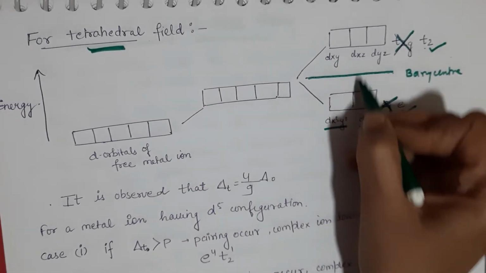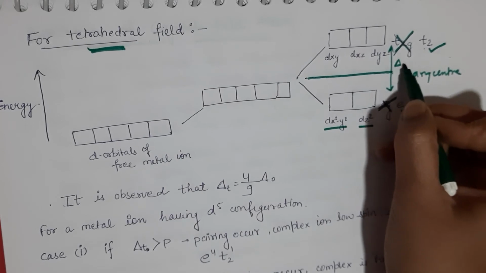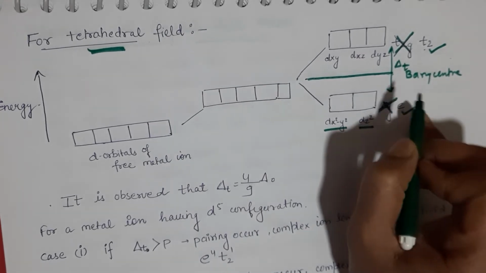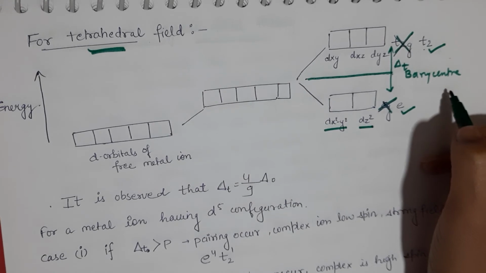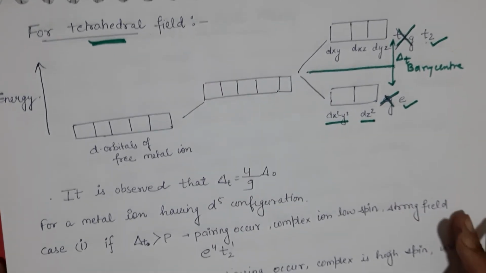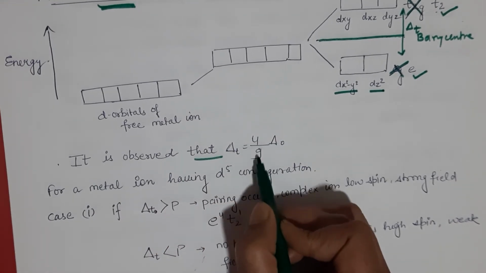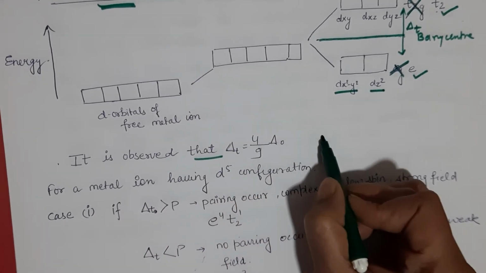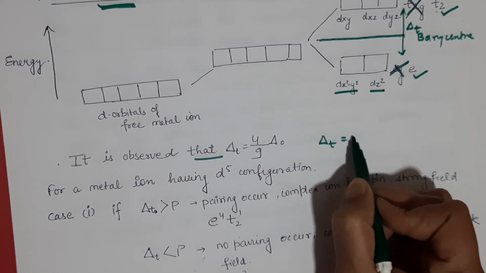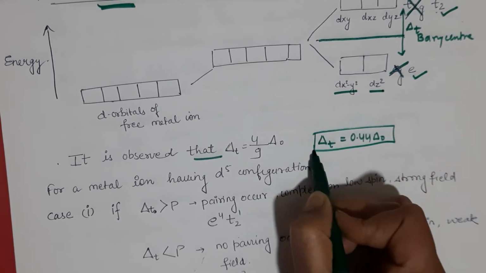And this difference in these two orbital energies is delta T. Here delta T. And in octahedral case, there is delta O, delta naught. Okay. Here you can observe that delta T is equals to 4 by 9 delta naught, or you can see delta T is equals to 0.44 delta naught. You have to learn this.